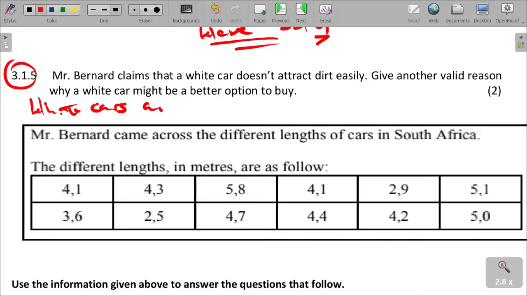White cars are cheaper than other colors. We can also say that white is very visible on the road.